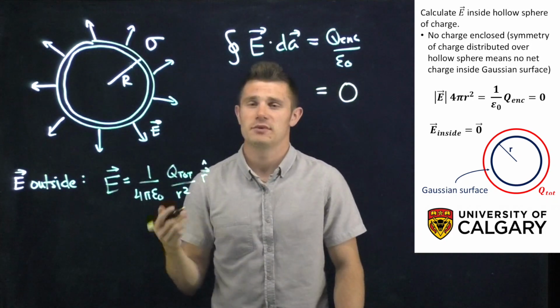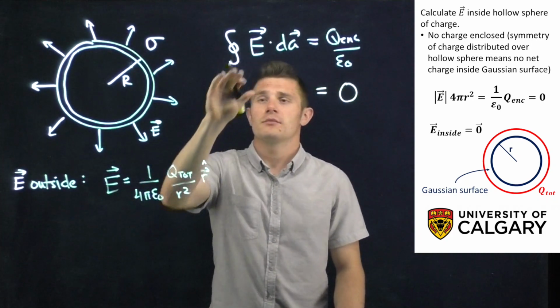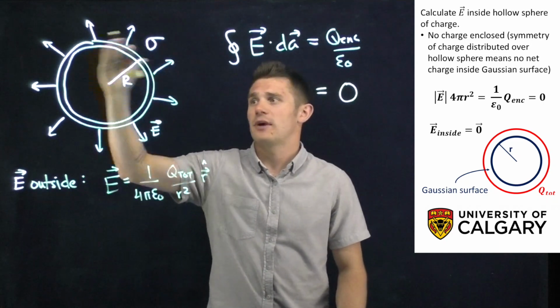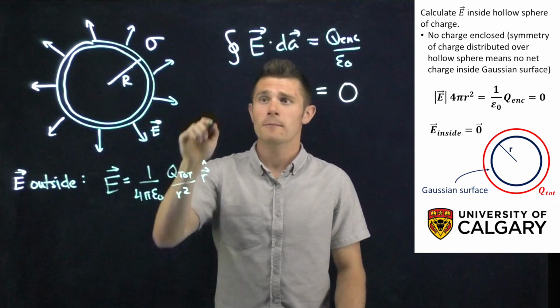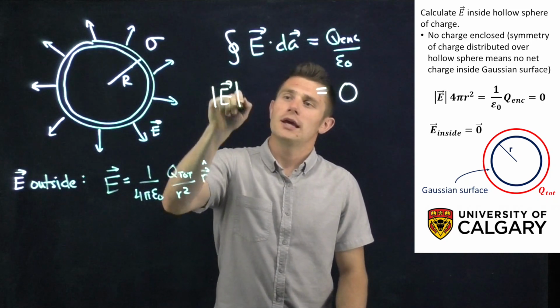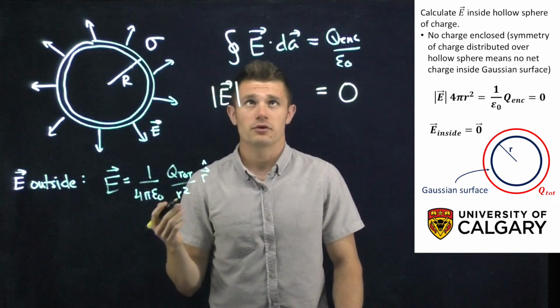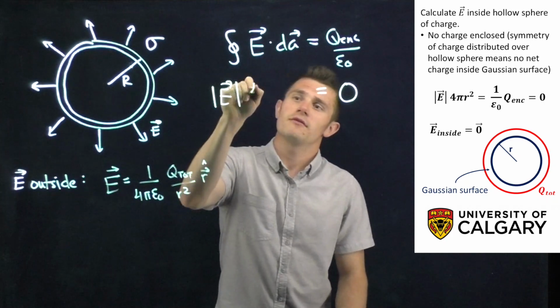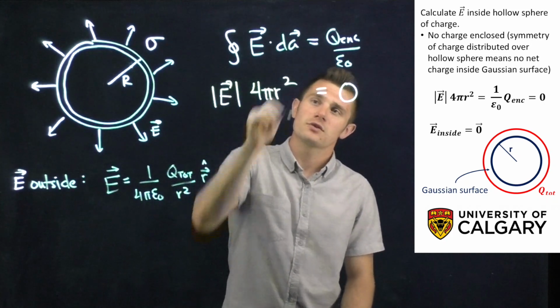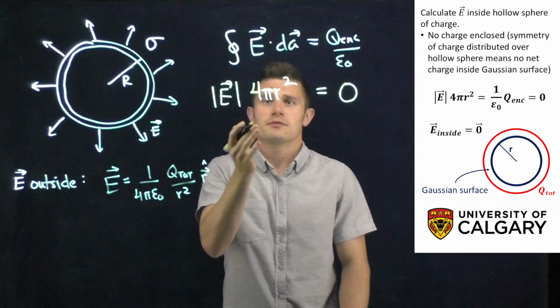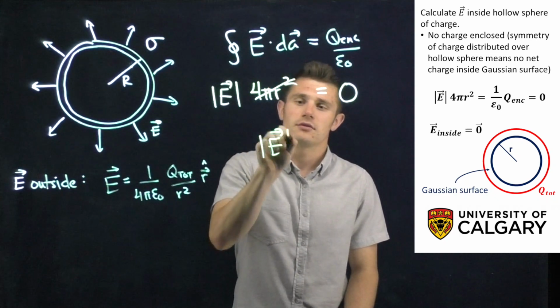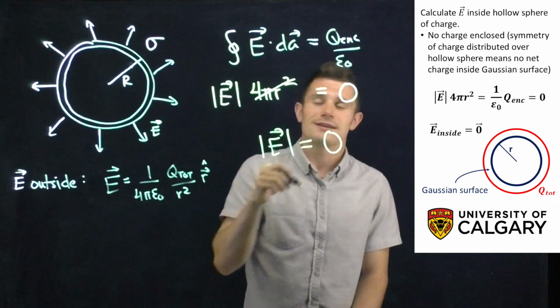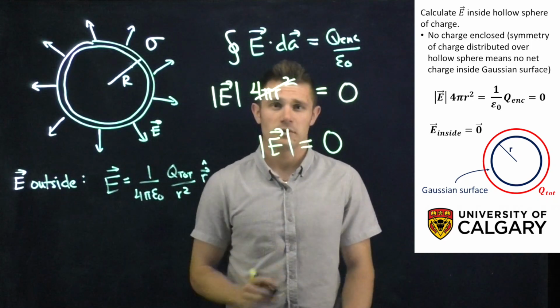The left-hand side is going to be the same as before, where the electric field is going to be constant in magnitude over the entire surface of our Gaussian surface inside of our sphere. And we multiply it together with the integral of the area vector, which is simply 4 pi r squared. But we see through here that we can just cancel this right away, and we end up with the magnitude of our electric field inside of our hollow sphere being equal to 0.